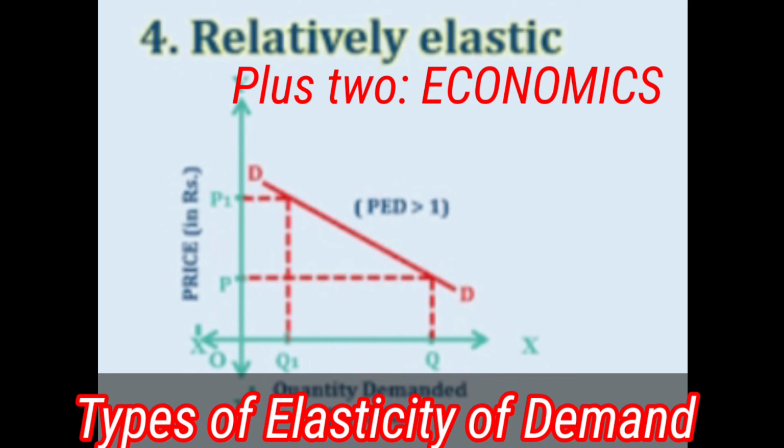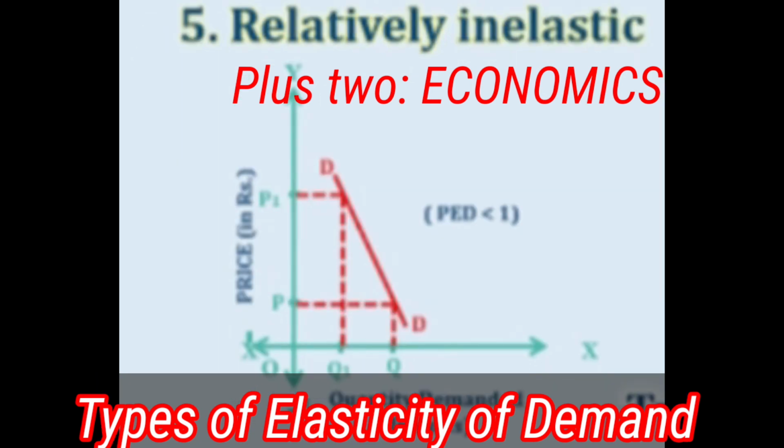Now see the graph here. P1, this is the price, how much distance; Q and Q1, how much distance you can see. By this you can measure that the change in demand Q1 is greater than the change in price P1. That implies that the percentage change in demand here is greater than the percentage change in price. So this is relatively elastic demand.